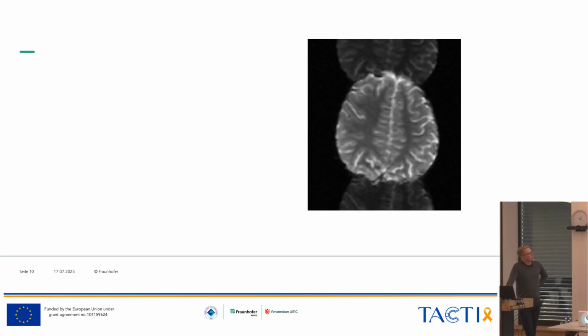So the next artifact is this one. Does anyone know what is going on in that image? Has everyone seen something like that before? I think Lucas saw that quite often already. Yeah, and do you know some type of sequences where such ghosting usually occurs, or occasions where it occurs?